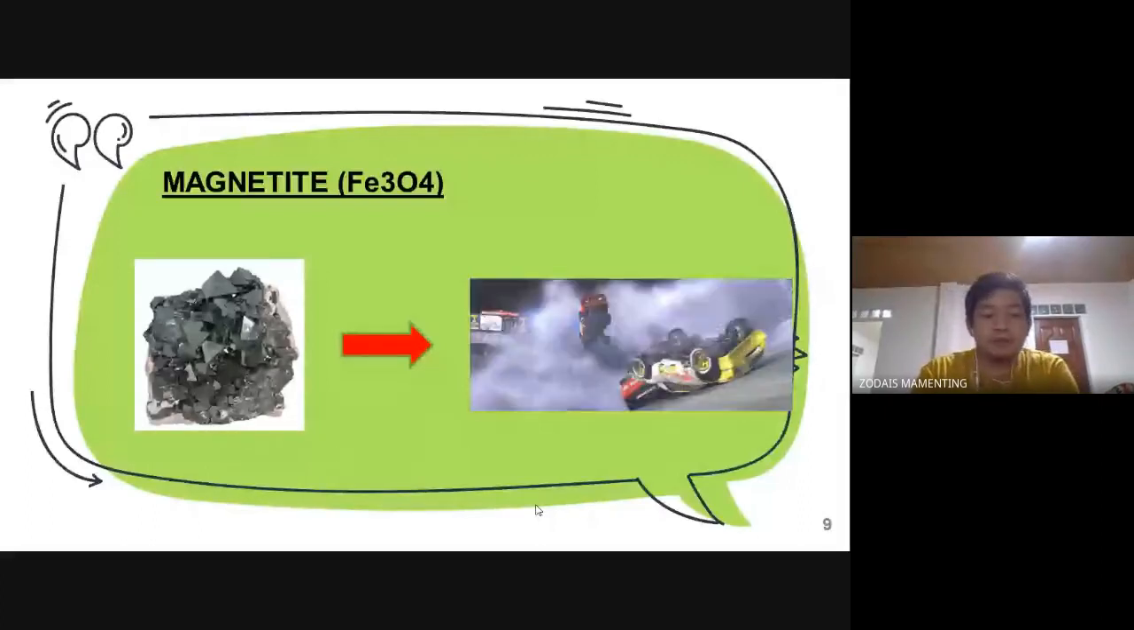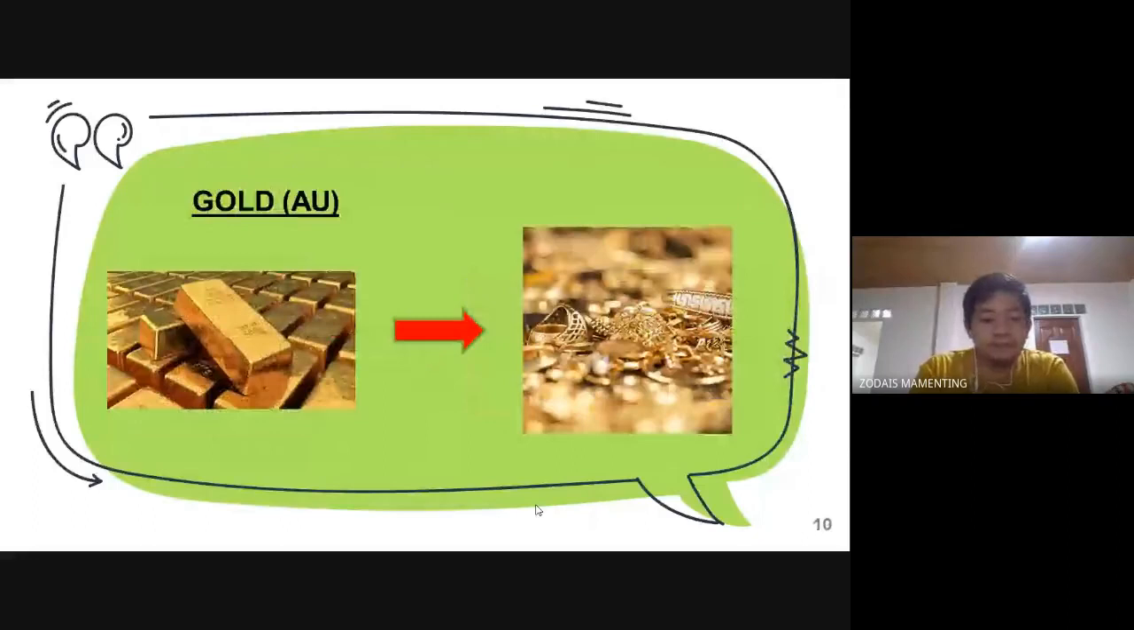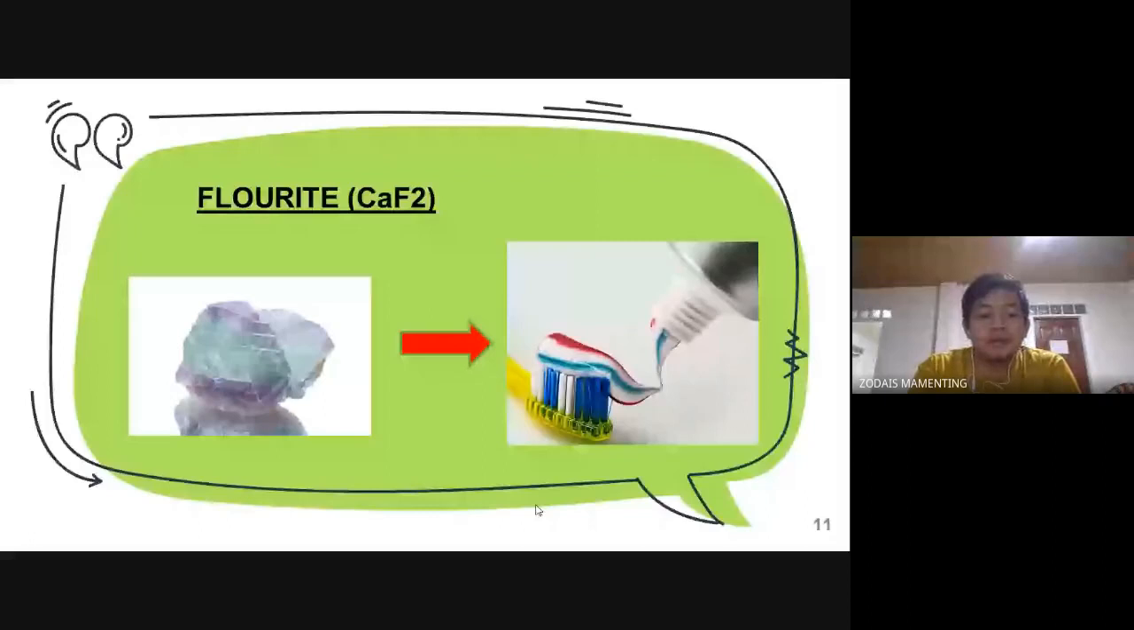Next is gold. Again, gold is known for its high value and is also used in jewelry. Next is fluorite. The fluoride in toothpaste is a chemical made from the mineral fluorite, so it reduces tooth decay.